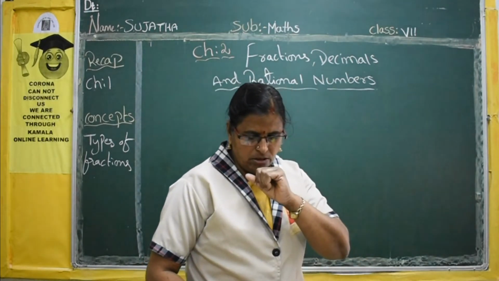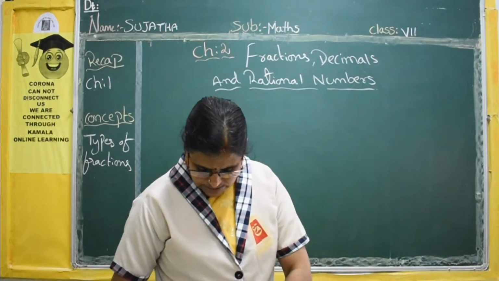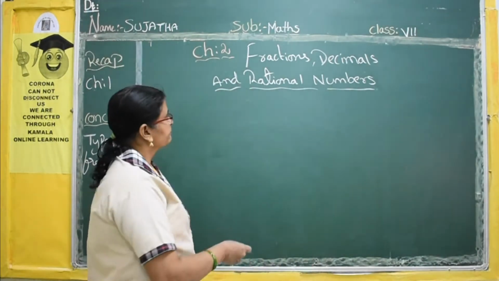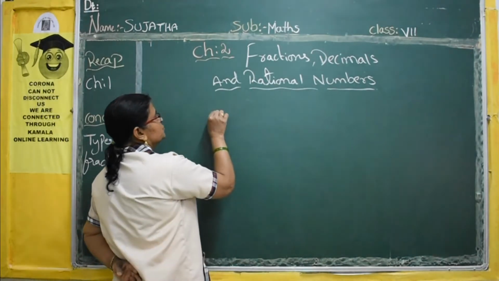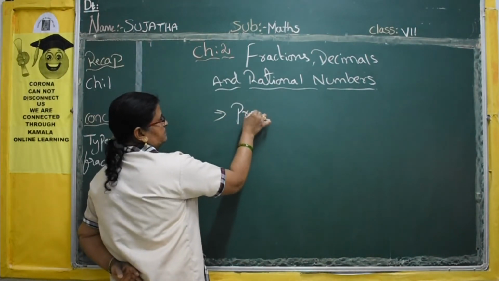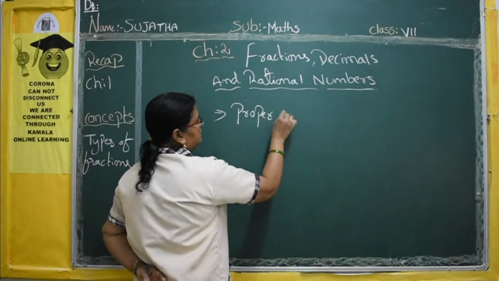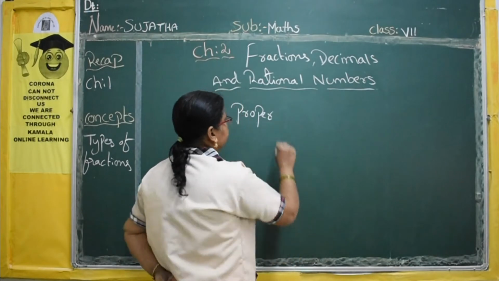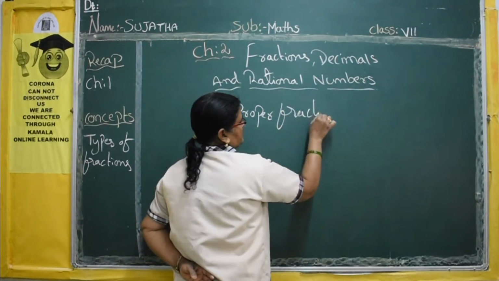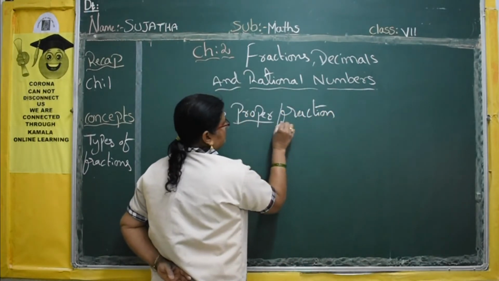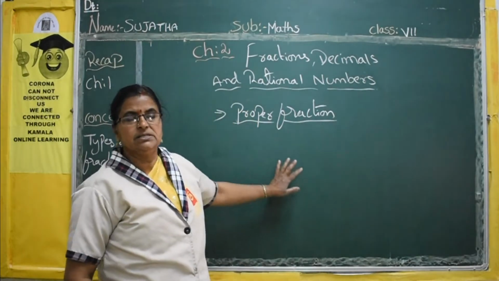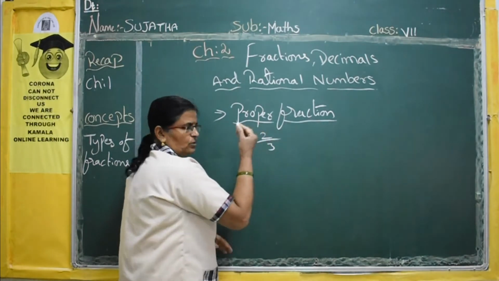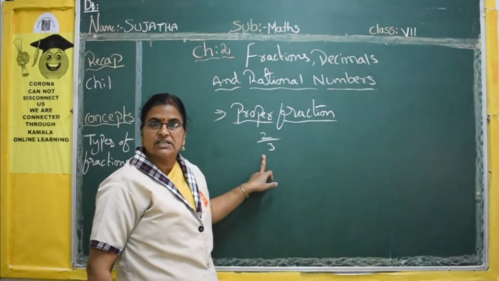Now, the types of fractions. What are the types of fractions? First one is proper fraction. What is meant by proper fraction? Proper fraction means, for example, 2 by 3 I took. 2 by 3 is a proper fraction.